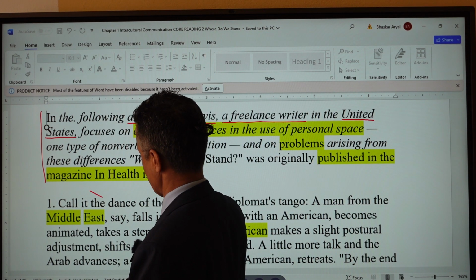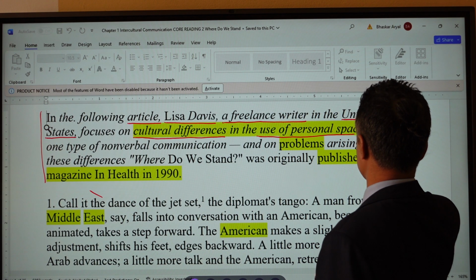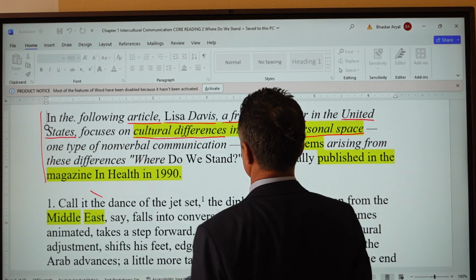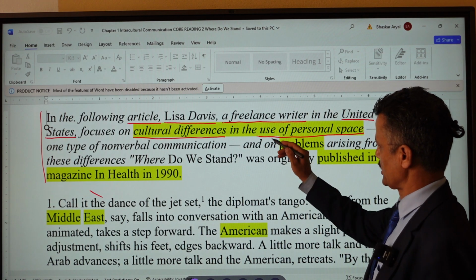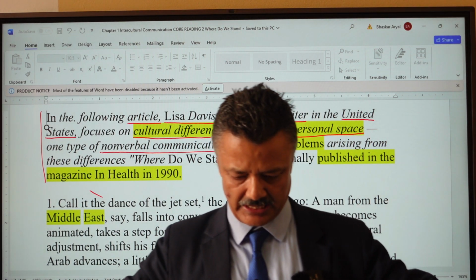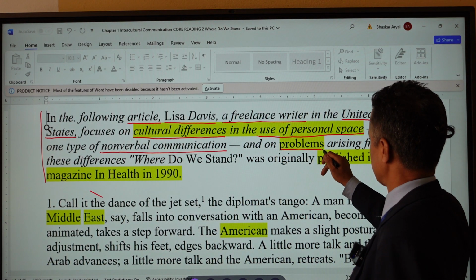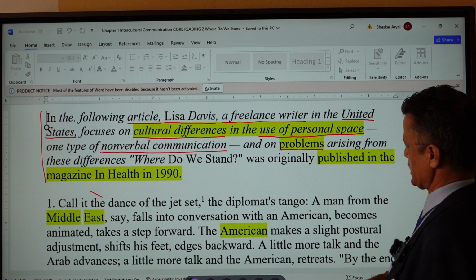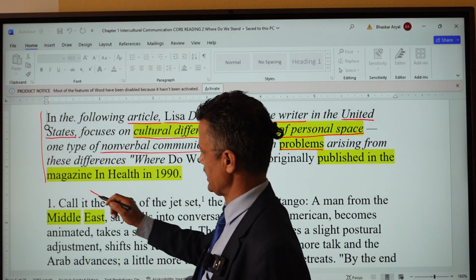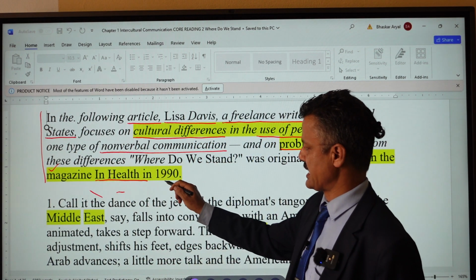We read that this article focuses on cultural differences in the use of personal space, how people use personal space around their bodies in different cultures. One type of non-verbal communication. So the use of personal space is one type of non-verbal communication. That means we can communicate our ideas, attitude, and views by the way we use space. And when there are differences in the way people use space, they may also result in problems, right? And then we read that this article was originally published in a magazine, and the title of the magazine was In Health. And this article was published in 1990.